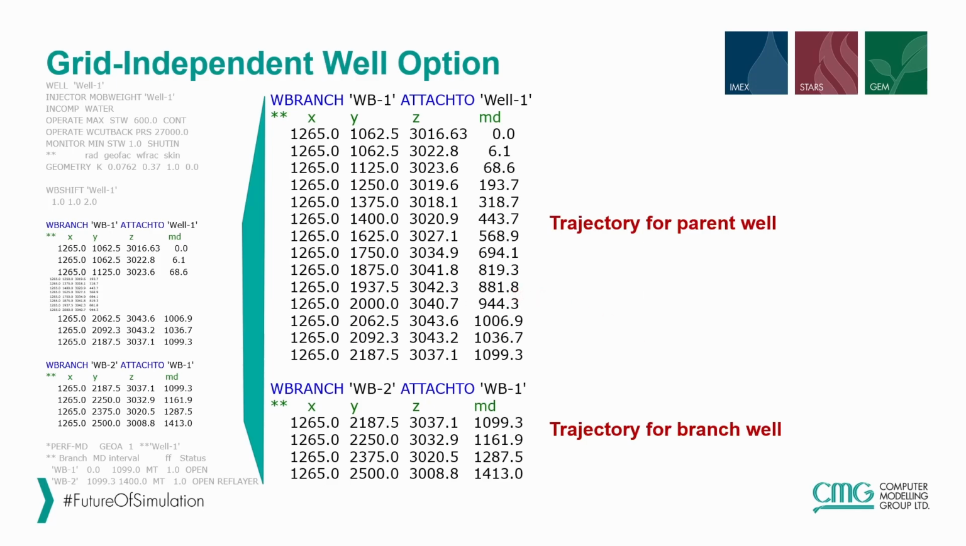In this example, we define the trajectory for a parent well and the trajectory for a branch well. The main well branch is the only well branch connected to the surface.